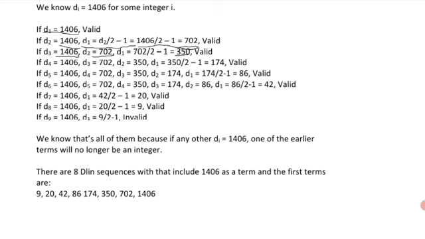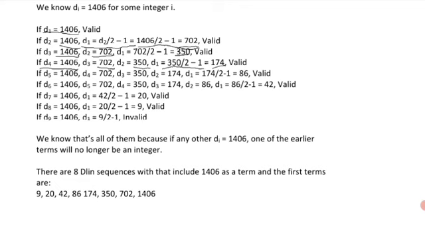Similarly, we'll do the same thing for d4, d5, and d6. Let's suppose d4 is 1406, then d3 is 702 because that's the previous term, d2 is 350 because that's the previous term as calculated in the line above, and finally d1 is 350 divided by 2 minus 1 by applying what we derived before. And this gets us that d1 is 174. This again is another valid d-lin sequence.